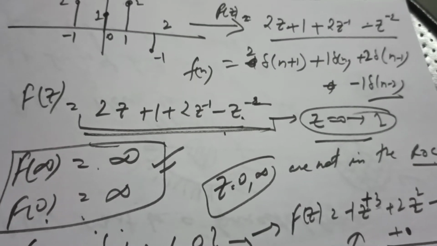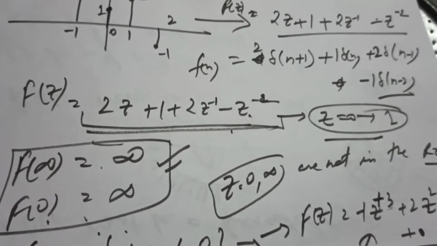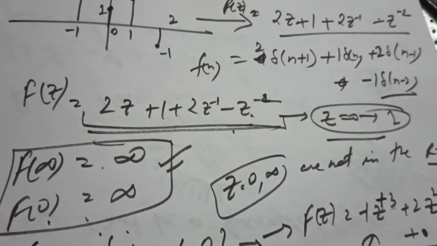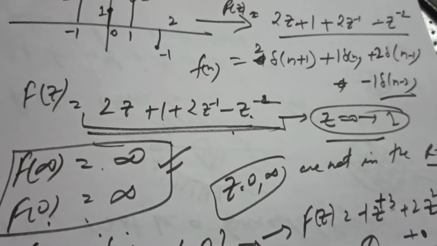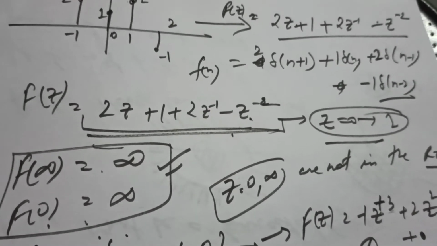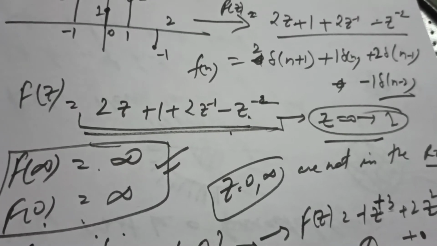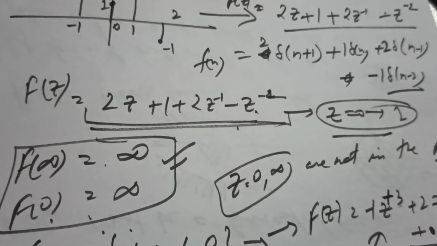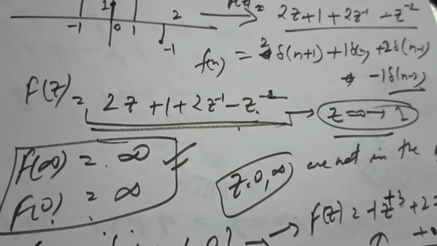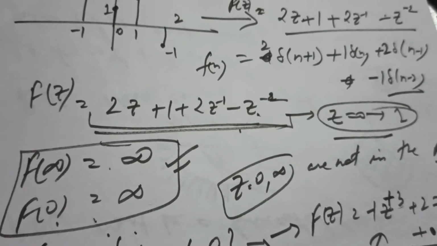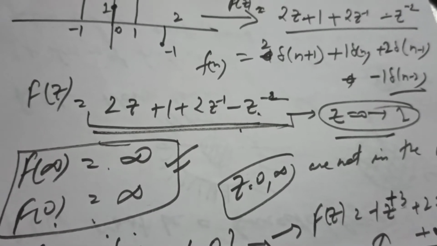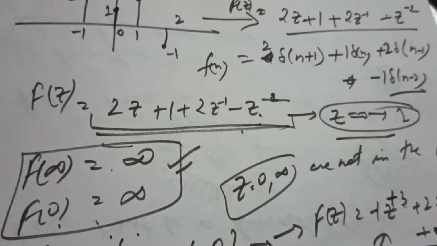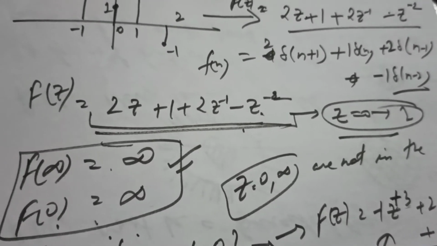So what does this imply? This implies that for n equals 2, the value of the impulse function is minus 1. At n equals 1, an impulse function of amplitude 2 will be present. For n equals 0, an impulse function of amplitude 1 will be present. And for n equals minus 1, an impulse function of amplitude 2 will be present. I think this is very clear.